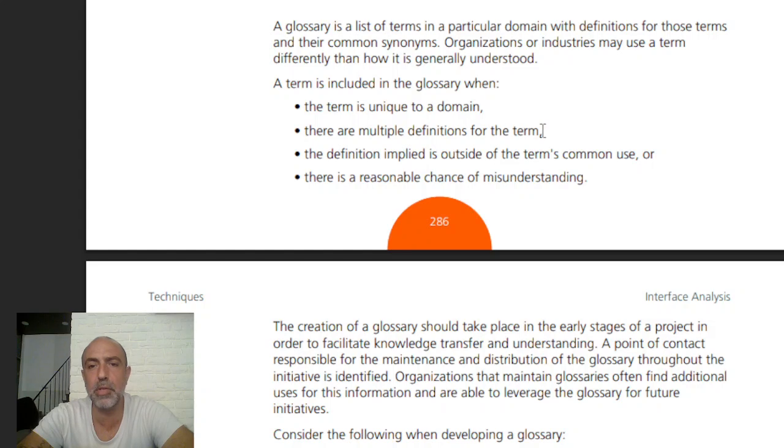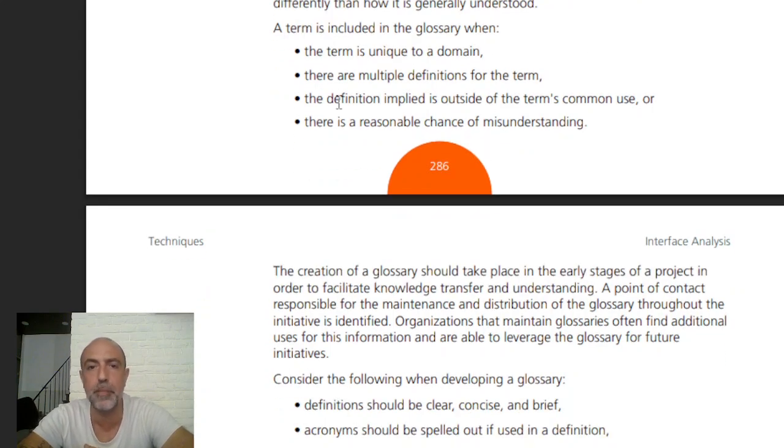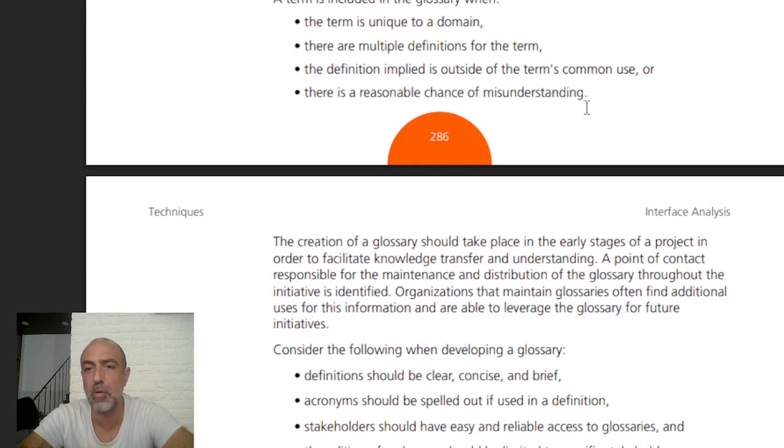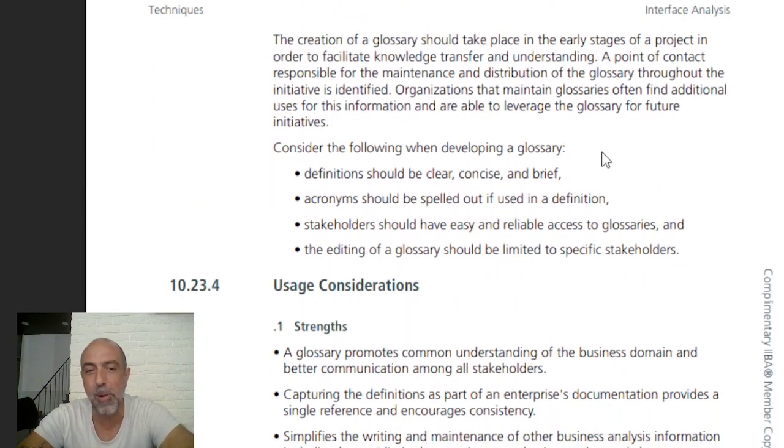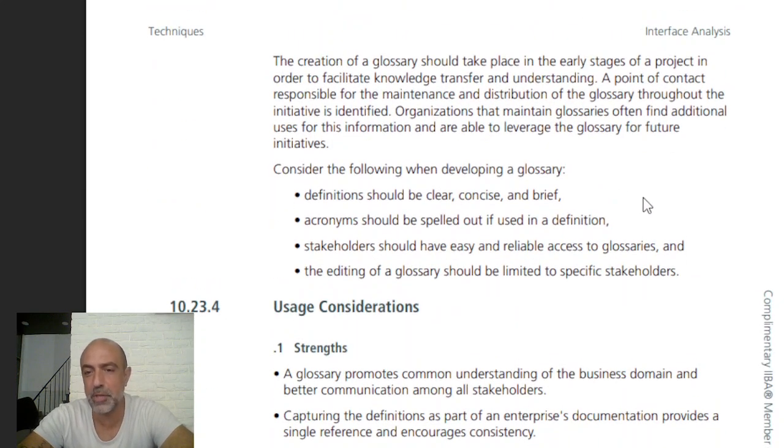The terms included in the glossary. A term is included in the glossary when it's unique to a domain, there are multiple definitions for the term, the definition implied is outside the term's common use, or there is a reasonable chance of misunderstanding, right? Literally, it's just for people to clarify what terminology we're using and why.